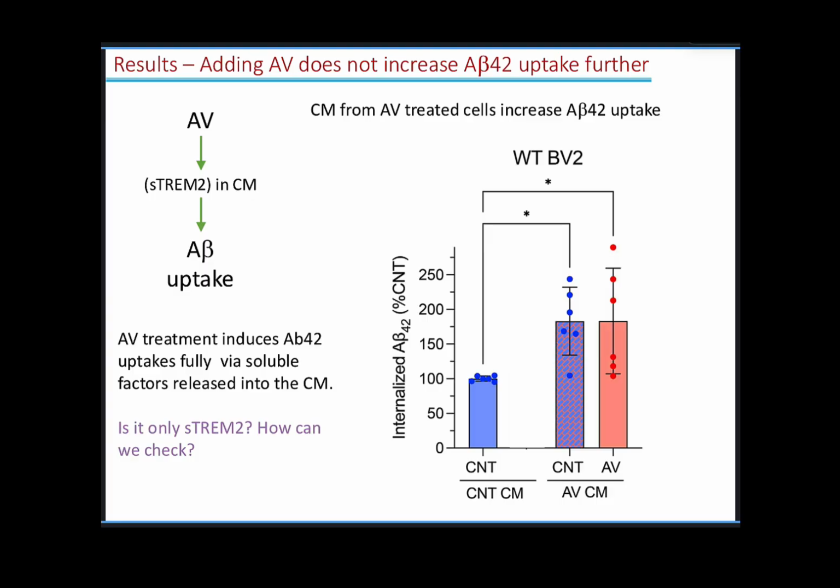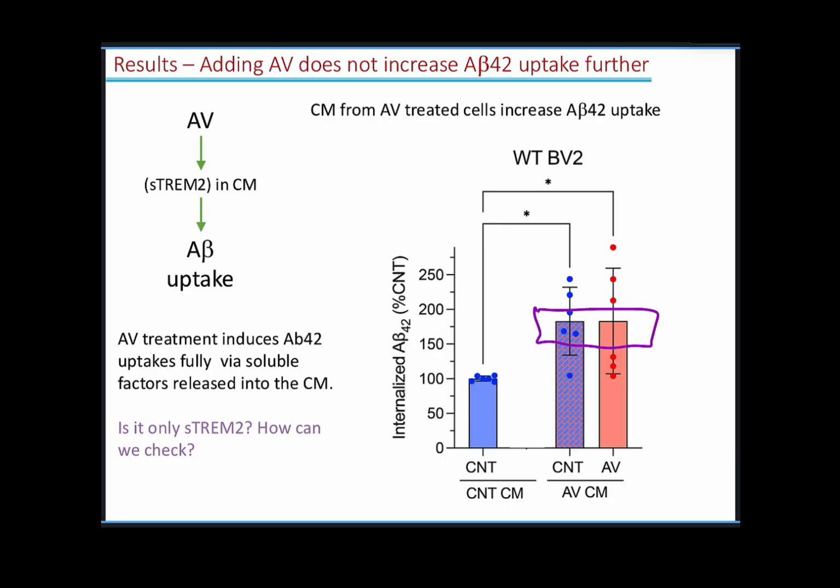Because if these cells responded further, it meant that AV is doing something to the cells that has nothing to do with things that the cells produce and secrete out. But that's not what they saw. They saw that adding AV to those cells did not further increase their ability to uptake A beta.